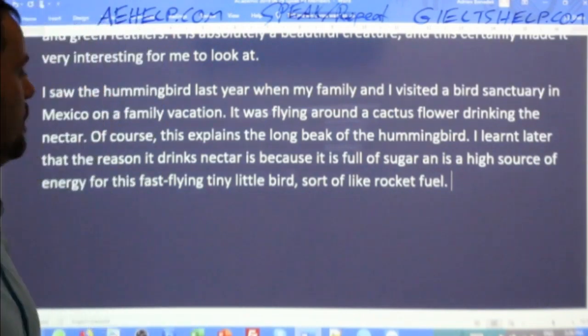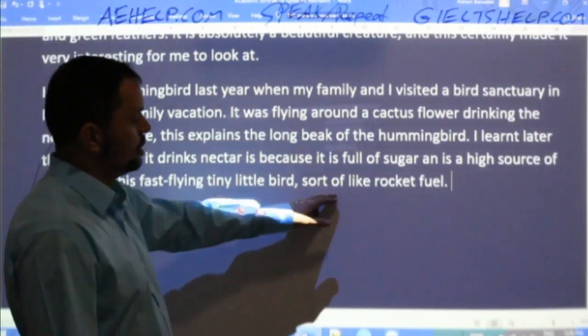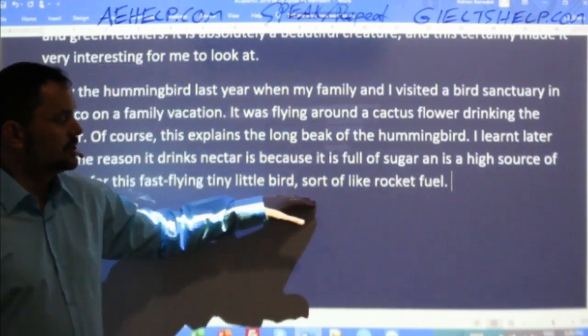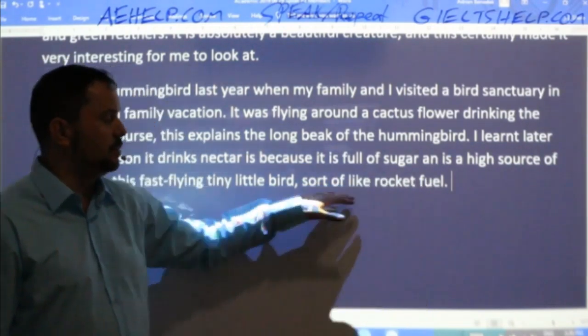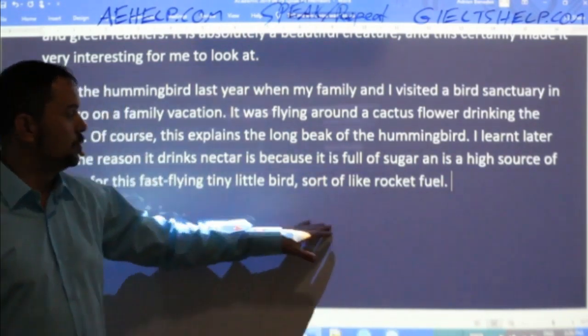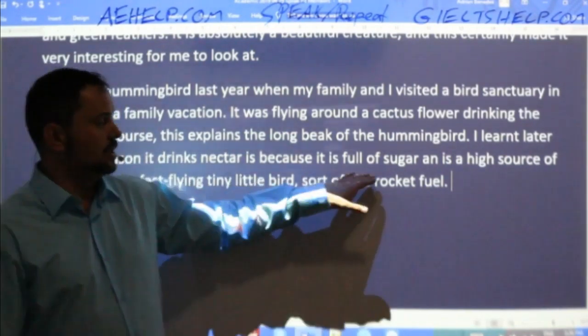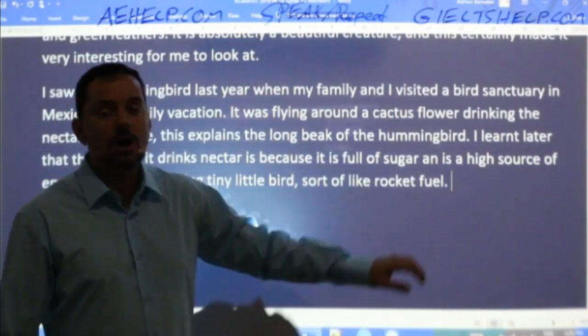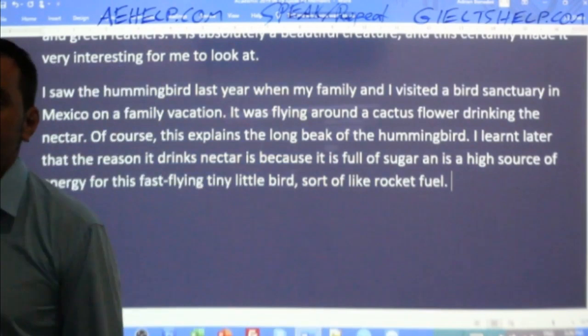Okay? Notice how I'm using sort of like rocket fuel. So, a simile. Okay? Similes are when you make a similarity between two ideas. Here, I'm making a similarity between nectar, which is the sugary dew of flowers, with rocket fuel, okay, high energy. All right.